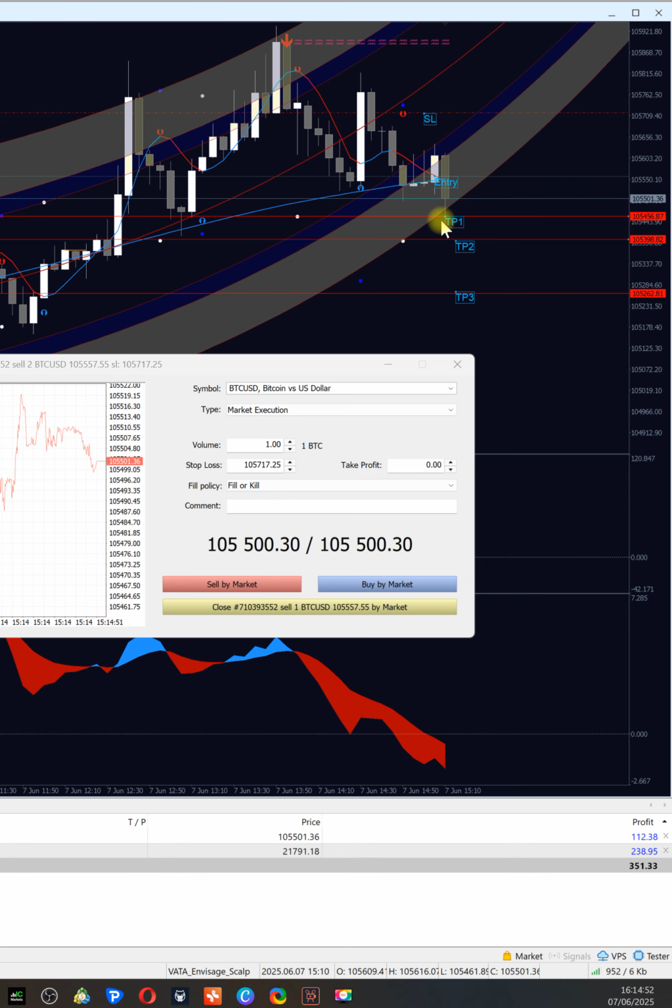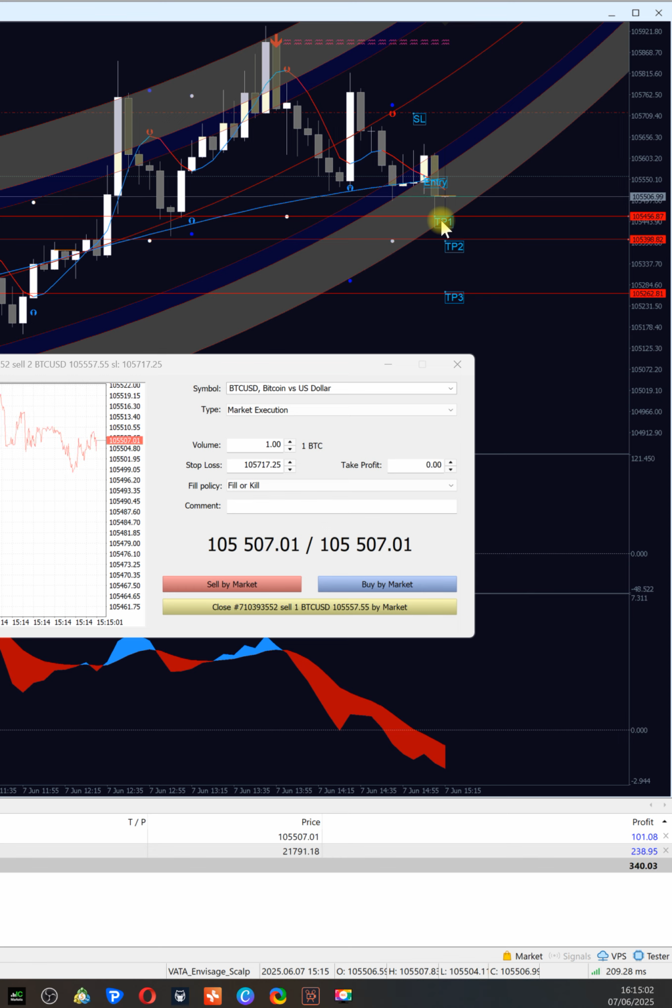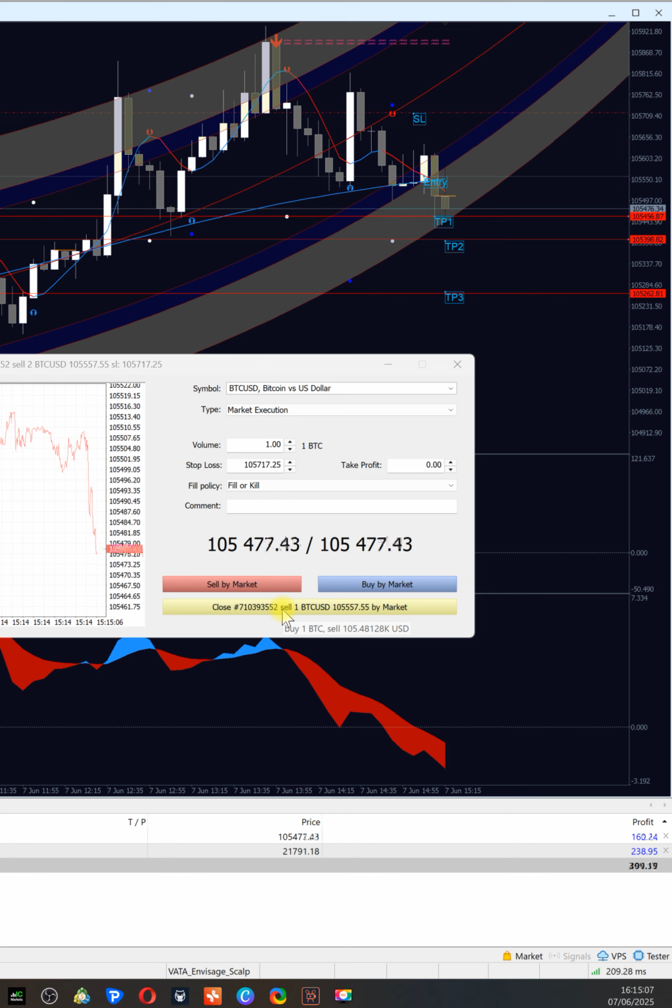And this is why we are working on a semi-automated or fully automated version of what Envisage. But there is already one, but that is not for public. But soon there will be one which is going to do this for us automatically. Let's see if it hits TP1 now. Getting very close, $170 approximately profit running at the moment. Still not there.